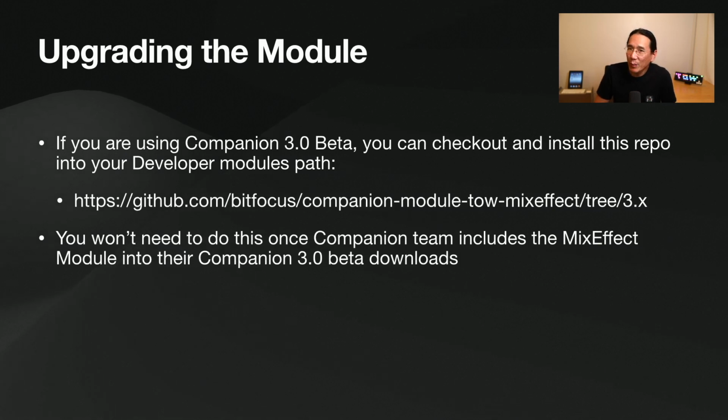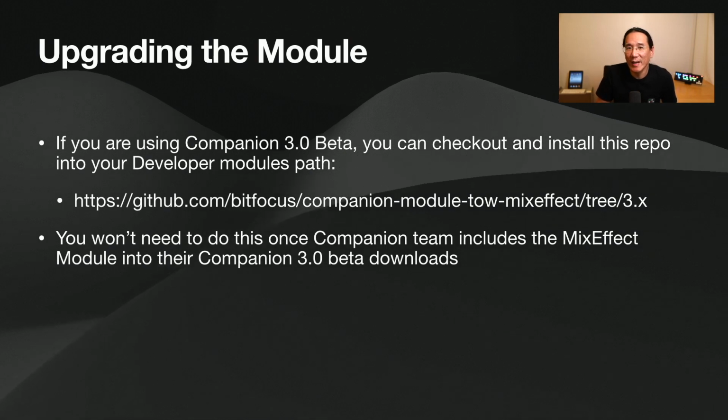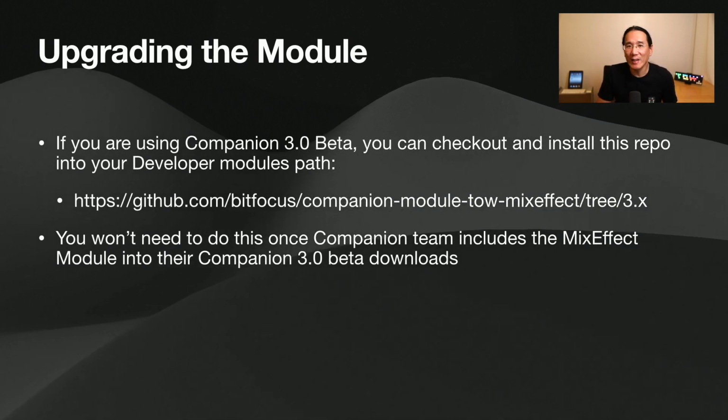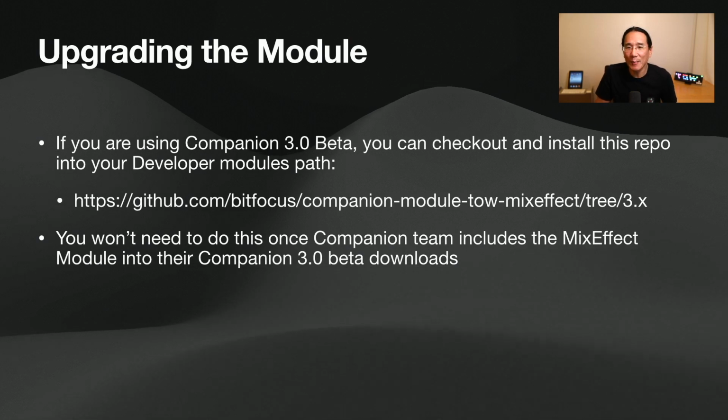Again, Companion 3.0 is not compatible with Companion 2.4 modules. So if you still rely on a lot of different modules in Companion 2.4 right now, continue using that. And when Companion 3.0 is finally released with all of the developer modules supported, then you can upgrade to that.